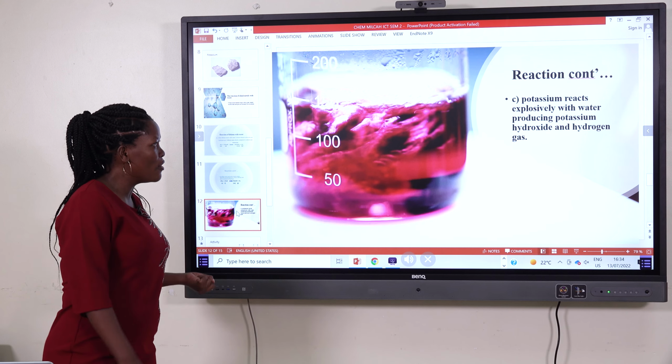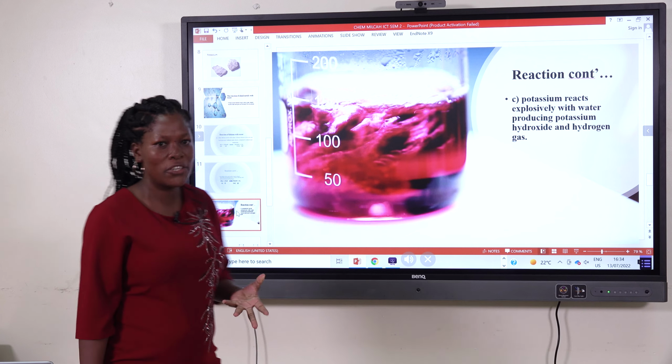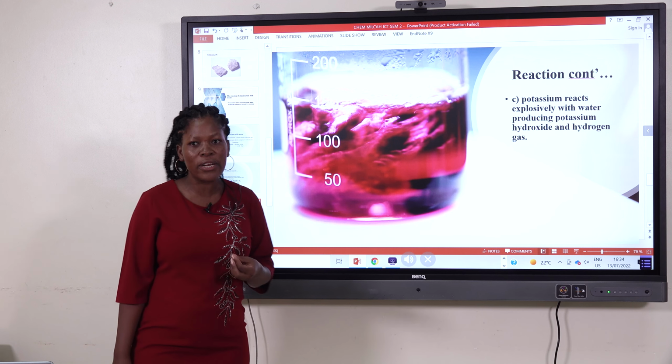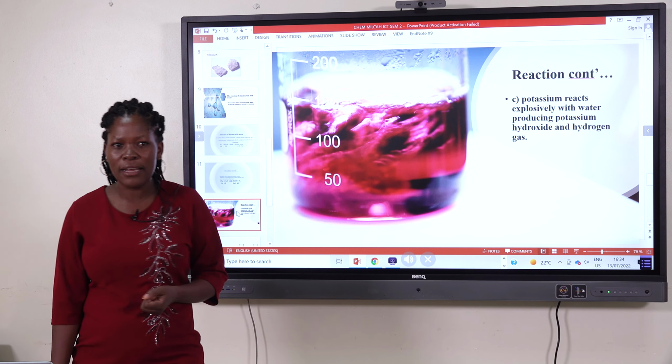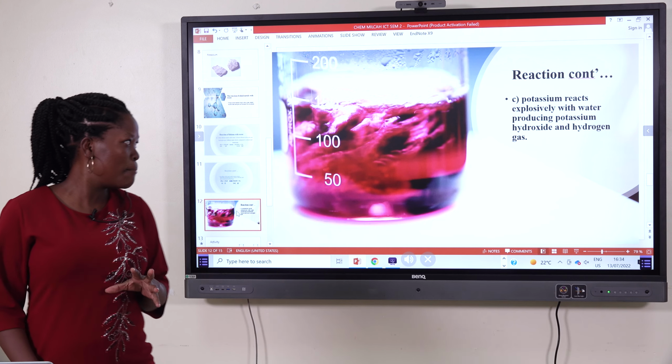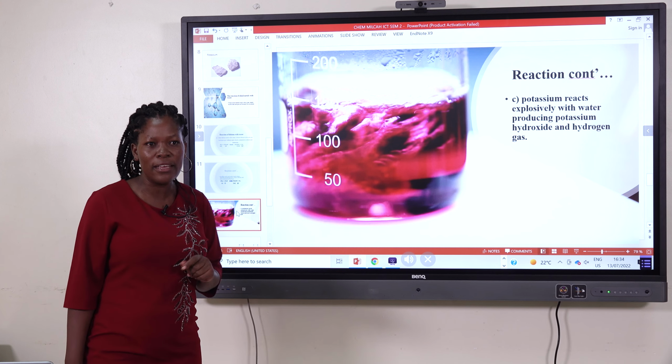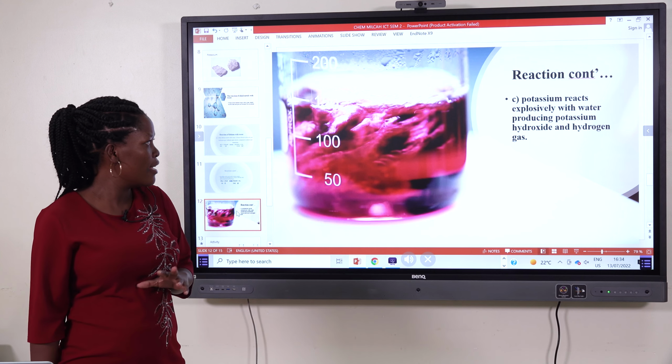Now, we will also look at the reaction of potassium, but if you compare the 3 metals, you find out that potassium is more reactive, followed by sodium, and finally lithium. So among the 3 metals, potassium is more reactive, and it reacts explosively, followed by sodium, and finally the lithium.